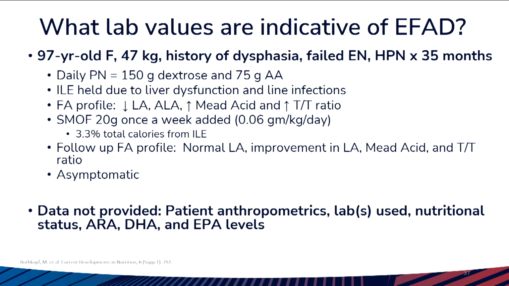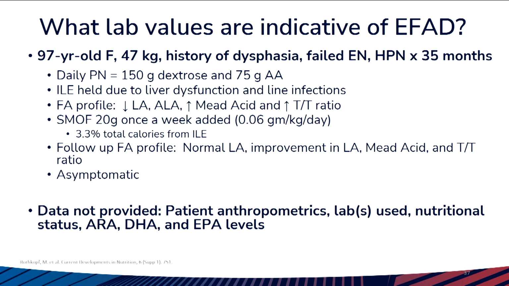But what's interesting is they didn't really say in the case study how long the lipids had been held for at that point, but they decided to draw a fatty acid profile. So nobody should be shocked that the patient's LA was low, ALA was low, mead acid was high, and the TT ratio was high. They're not getting any fat, so of course they're going to be deficient.